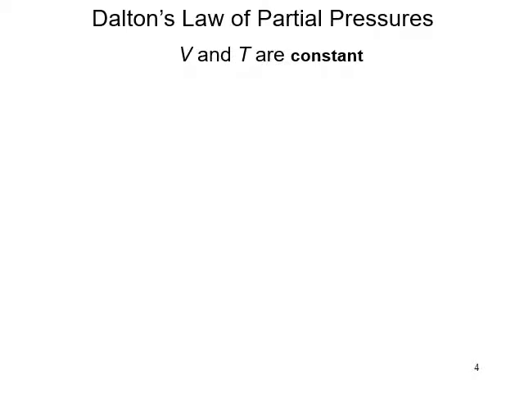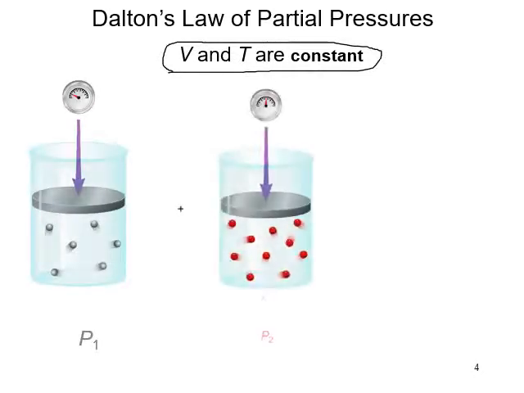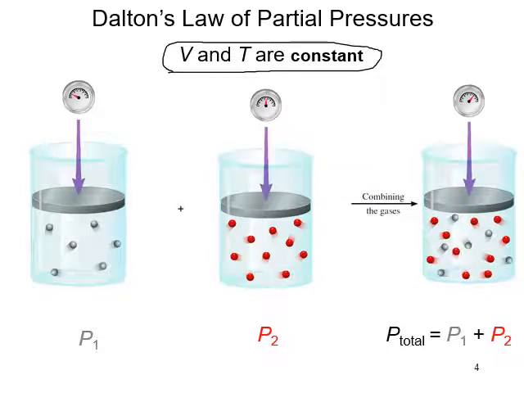Dalton's law is related to the fact that if you have a mixture of gases, that mixture of gases creates a pressure as if there was only one gas. Now, this has to be at constant volume and temperature, but actually it doesn't, because let's look. Here's a pressure of one gas. Here's a pressure of another. If you combine them, the pressure will be combined.